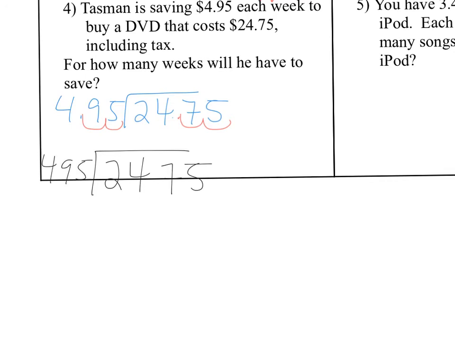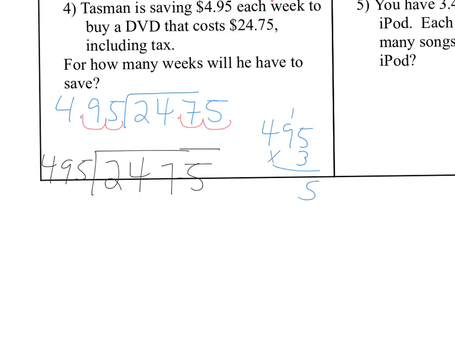So how many times is 495 going into 2? Can't do it. 495 into 24, can't do it. 495 into 247, can't do it. So how many times does 495 go into 2,475? Okay? Well, we know it goes in once, but I know it goes in more than once. How about twice? Probably more than twice. Okay? 3 times? Let's see. 495 times 3.